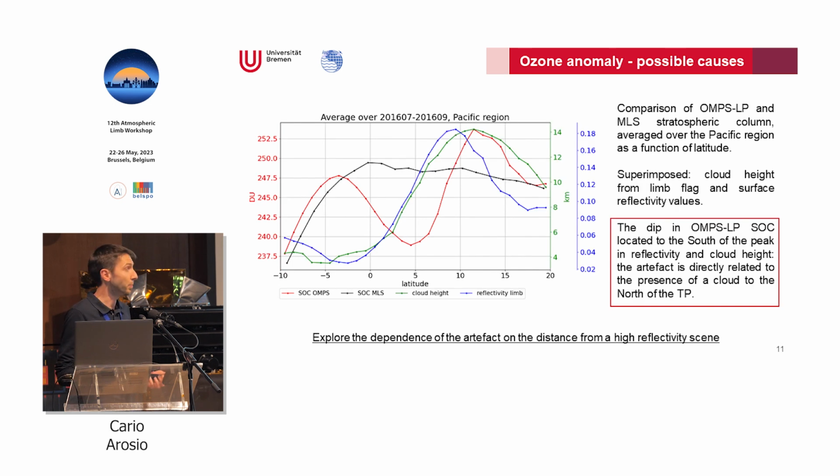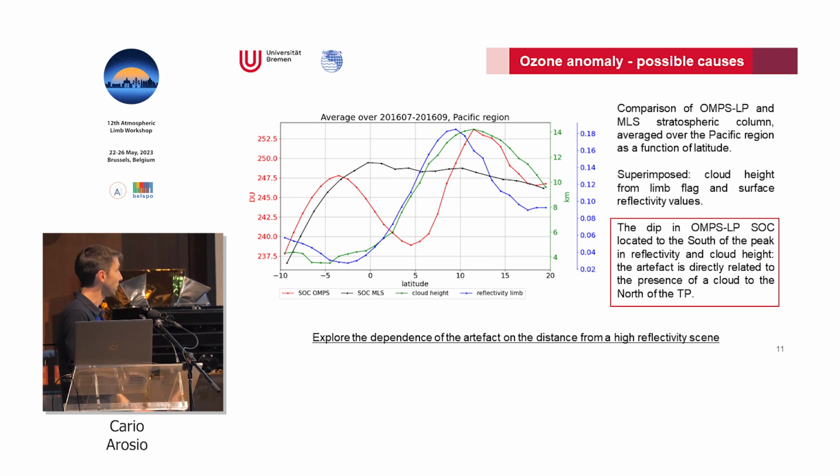And when we superimpose the information about clouds and surface reflectivity, we notice that the negative dip is occurring right to the south of the peak in surface reflectivity related to the ITCZ presence. So this artifact is kind of proportional to the derivative of the surface reflectivity.